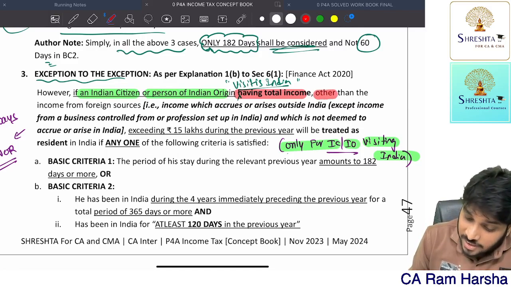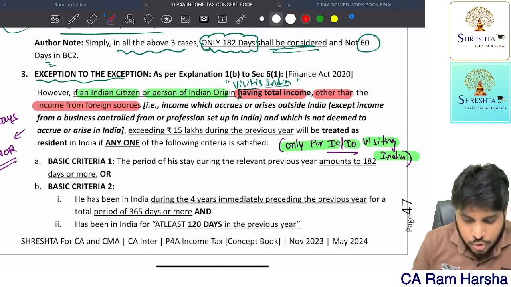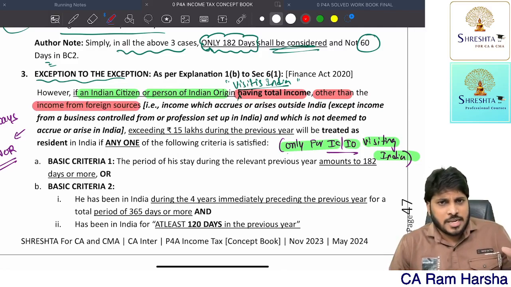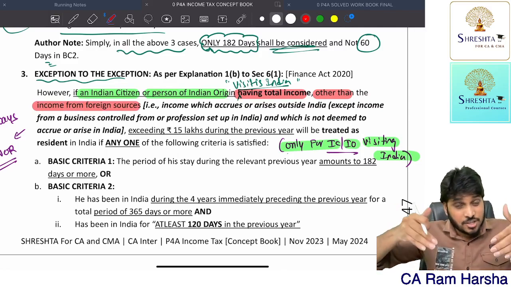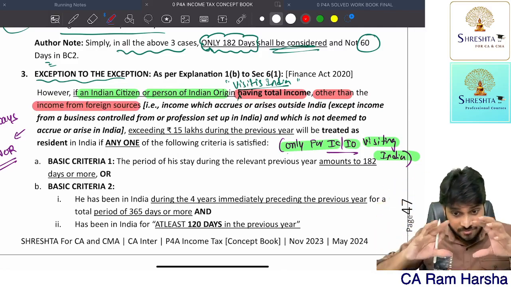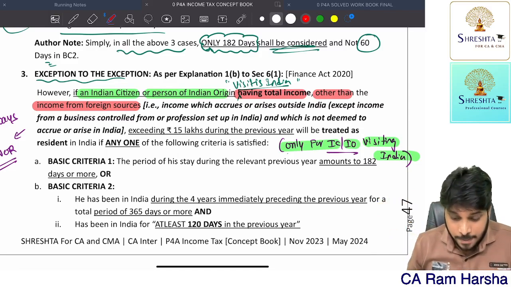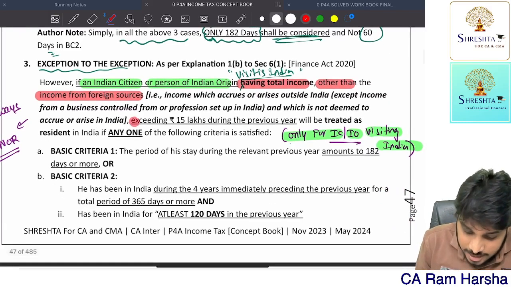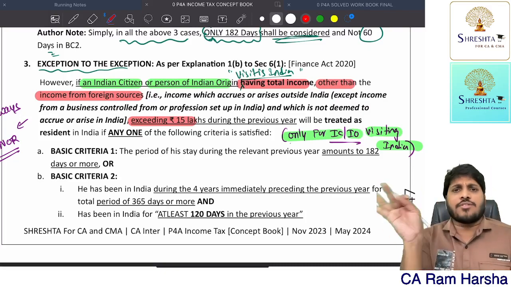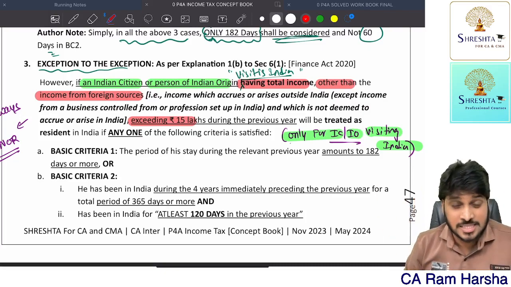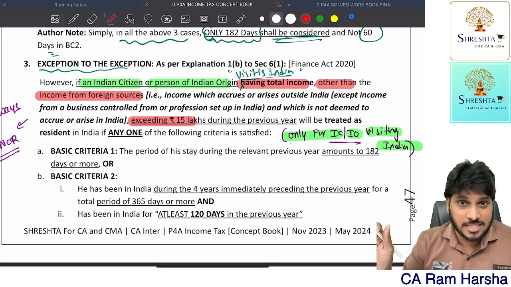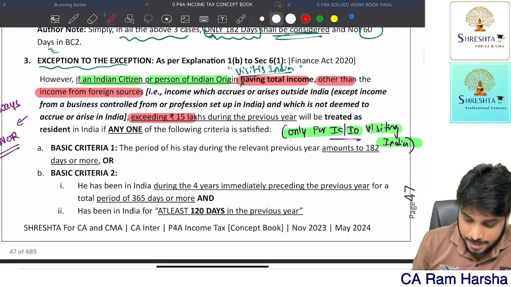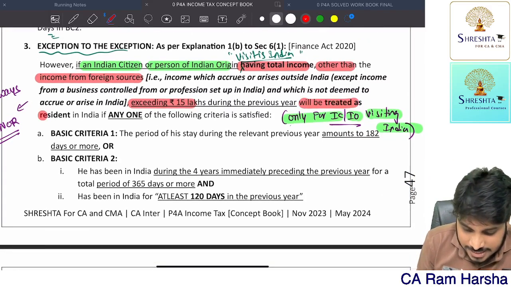Which income? Other than income from foreign sources. It should not be foreign source based. It should be Indian source. So where source of income is in India, if that income is exceeding 15 lakhs, means it should be more than 15 lakhs, not 15 lakhs, more than 15 lakhs, getting it? He will be treated as resident.